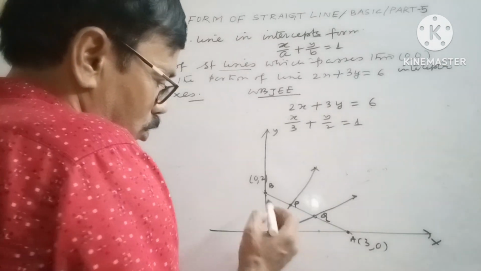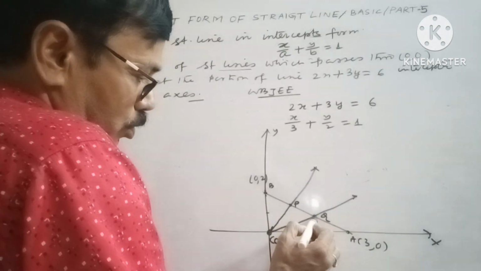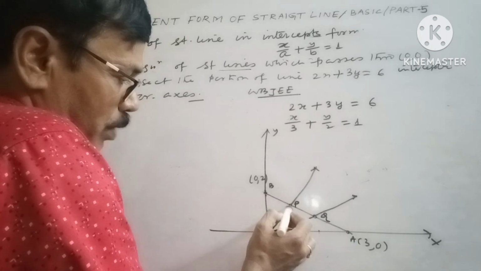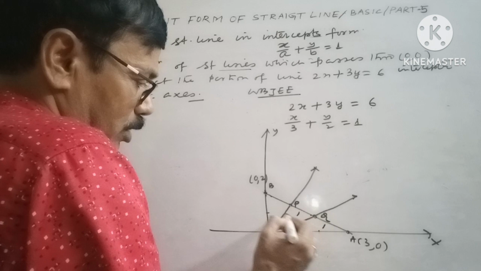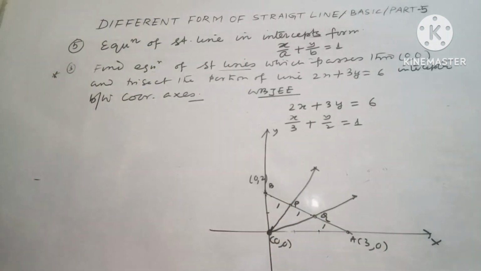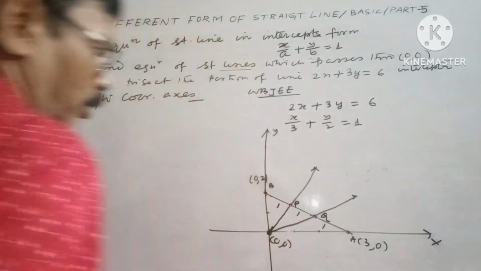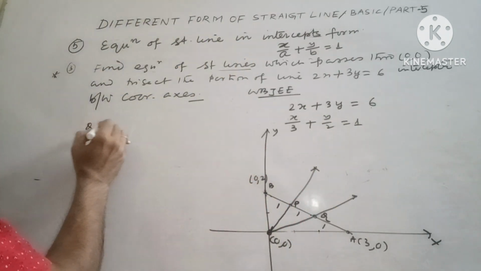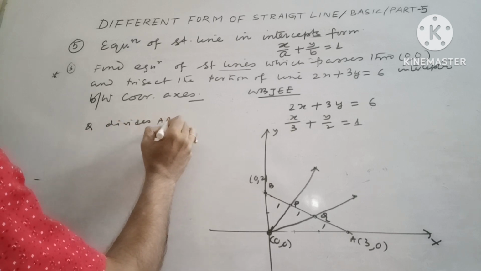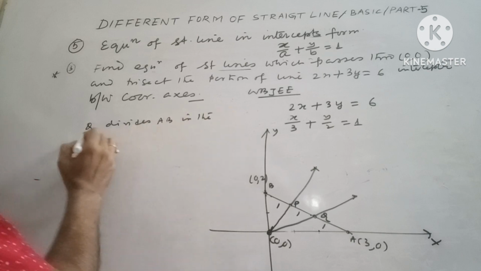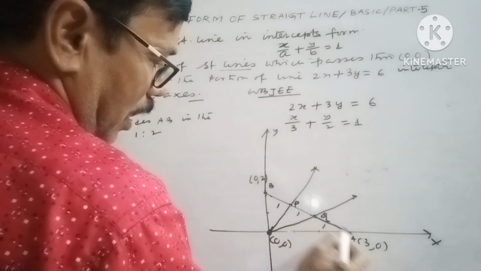Now, trisect. Look, the coordinates of A and B are given. P and Q are 2 points. It trisects the line, so this is 1, this is 1, this is 1. Your main aim is to find the coordinates of Q. So, write: Q divides AB in the ratio 1 is to 2.